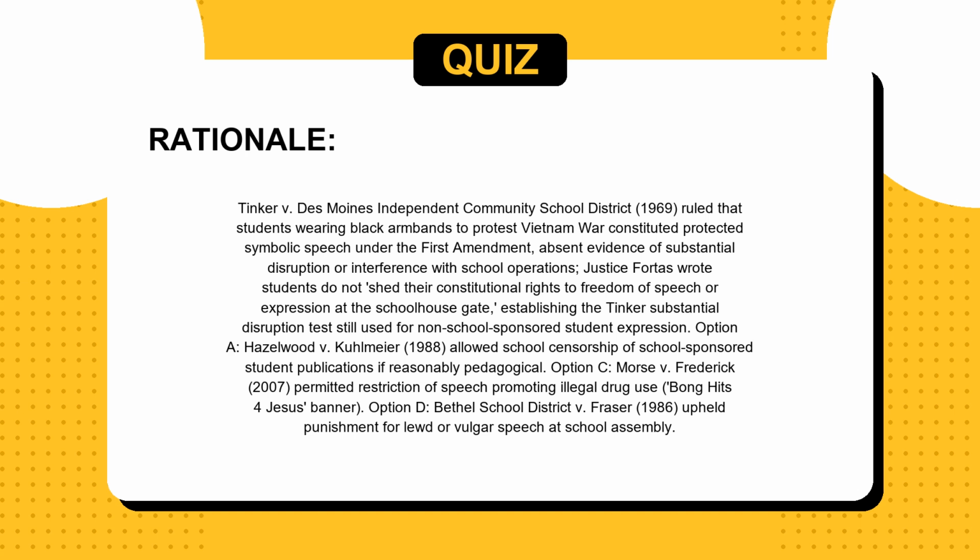Option A, Hazelwood v. Kuhlmeier, 1988, allowed school censorship of school-sponsored student publications if reasonably pedagogical. Option C, Morse v. Frederick, 2007, permitted restriction of speech promoting illegal drug use, the Bong Hits for Jesus banner. Option D, Bethel School District v. Fraser, 1986, upheld punishment for lewd or vulgar speech at a school assembly.